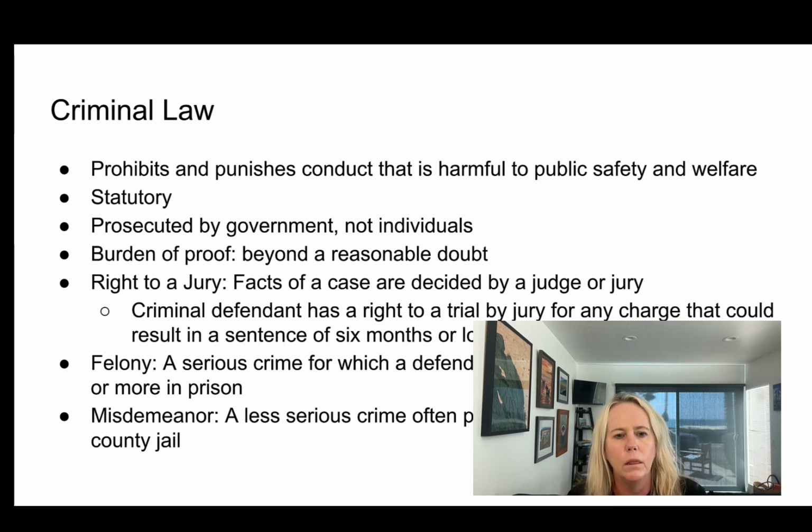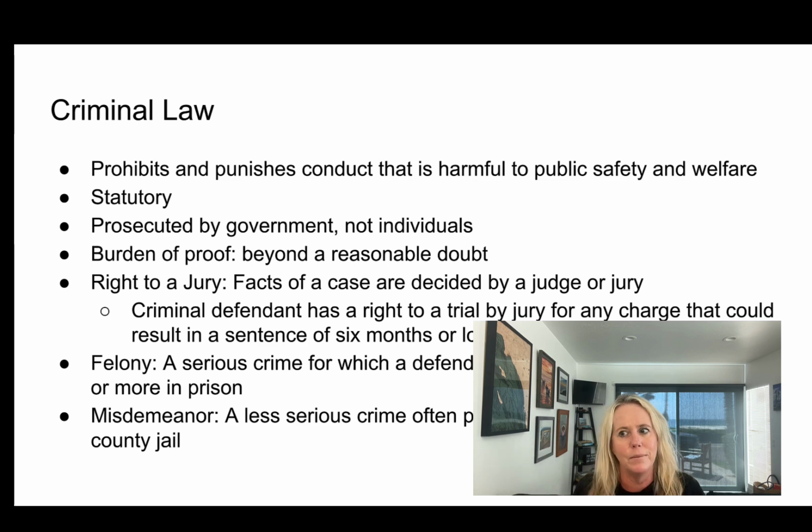A criminal defendant has a right to a trial by jury for any charge that can result in a sentence of 6 months or longer. A felony is a crime for which a defendant can be sentenced for up to 1 year or more in state prison. And then a misdemeanor is a less serious crime punishable by less than a year in county jail. So up to a year, it's a misdemeanor. Over a year, it's a felony.